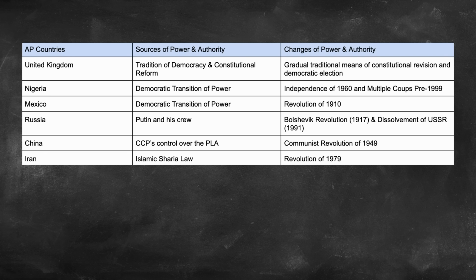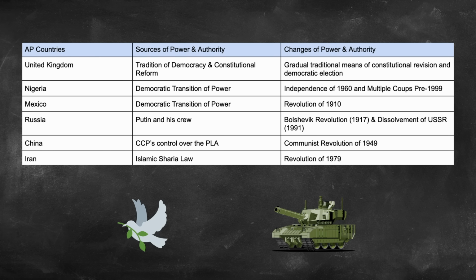The source explains how governments in each country received this power. The change explains how governments took over the old system and made their system of rule. Sometimes these changes can occur peacefully, like in the United Kingdom. However, as you see on the screen, violence is necessary as well.